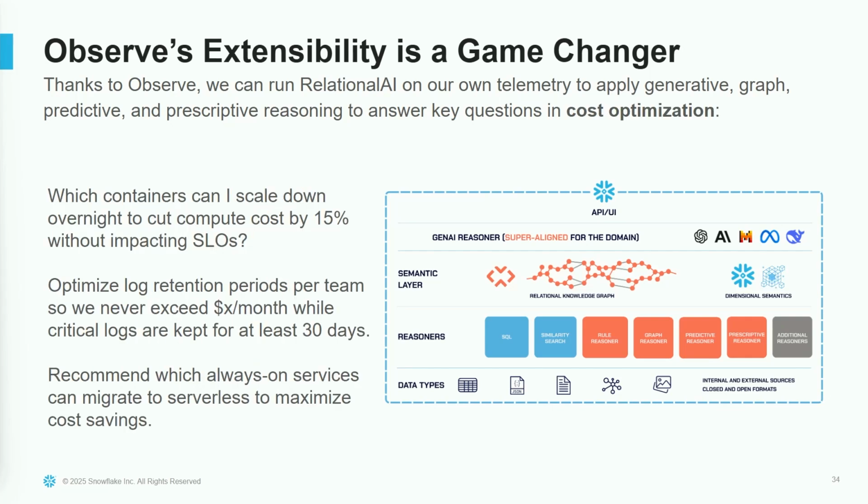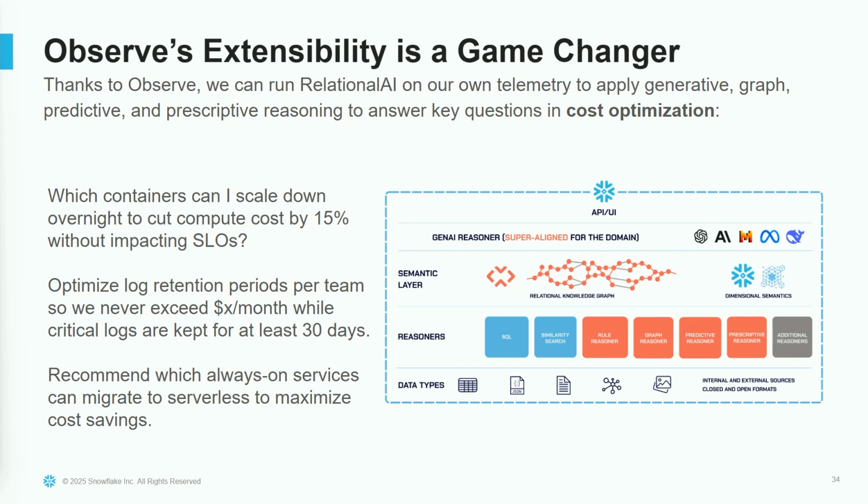Cost optimization. Which containers can I scale down overnight to cut compute costs by 15% without impacting SLOs? Optimize log retention periods per team, so we never exceed some dollar amount per month while critical logs are kept for at least 30 days. Recommend which always-on services can migrate to serverless to maximize cost savings. Now, there's a new thing in here.